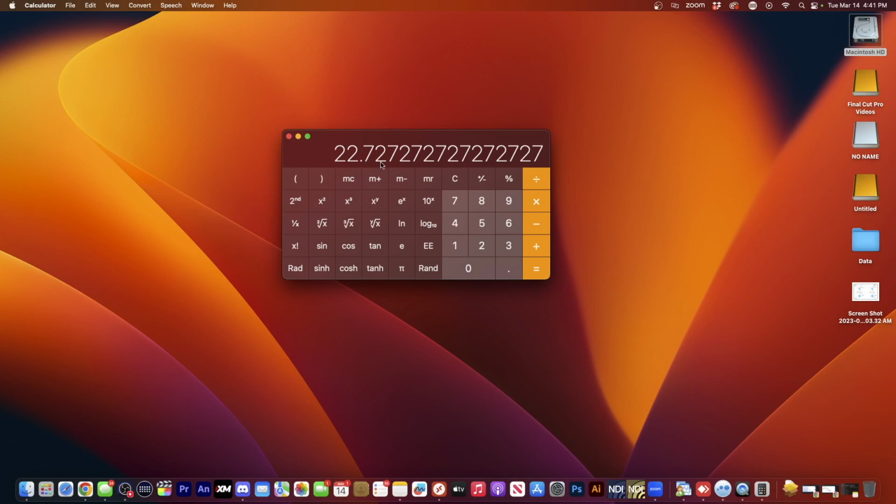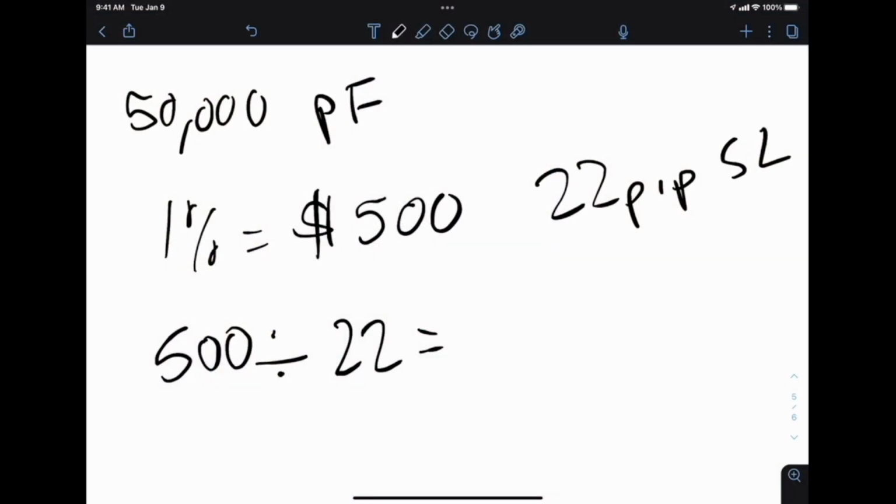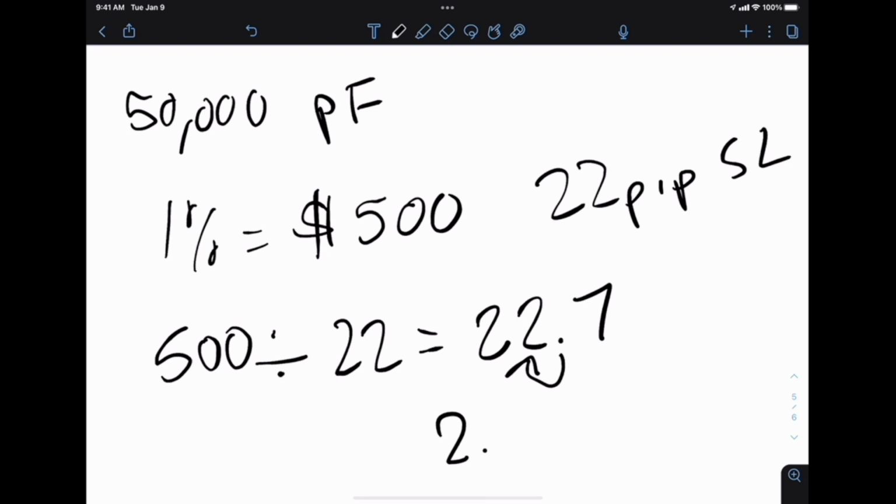Okay, 22.7. Move our decimal over one spot. Our lot size is a 2.27 lot. Okay, now let's test that out on the charts.